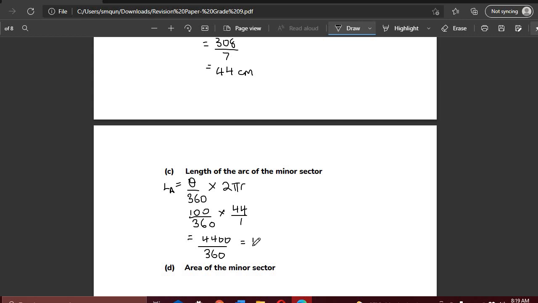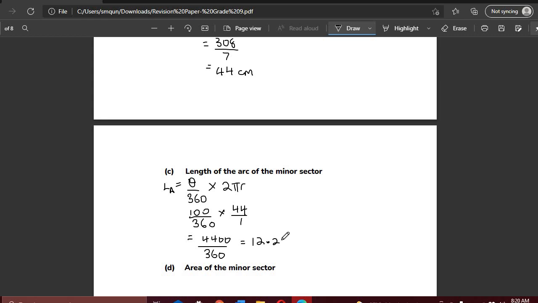Okay, so the final answer I got, when you're writing your final answer, don't write all of the digits that you get from the calculator. Just keep it to say no more than 1 to 3 decimal places. So I'm going to write this to 1 decimal place, or you can round it to the nearest whole number if you want. So our final answer is going to be 12.2 to the nearest tenths.